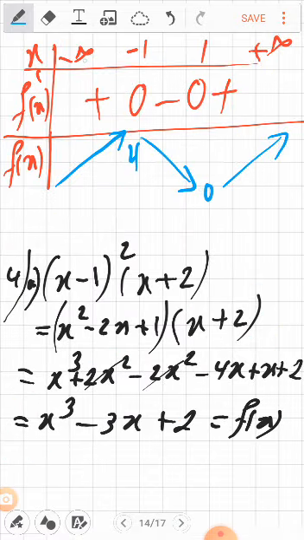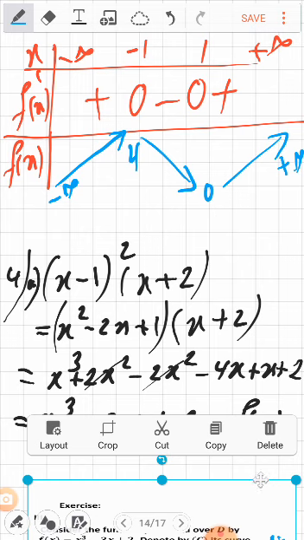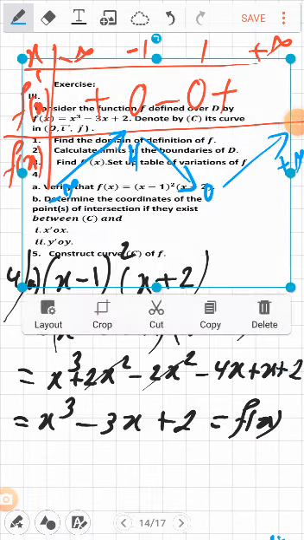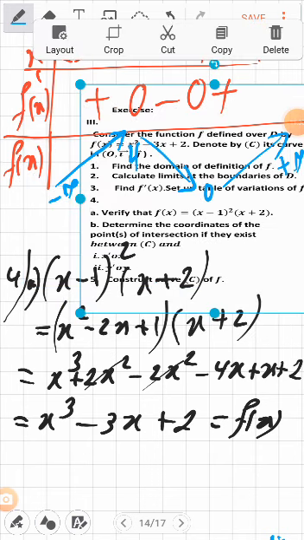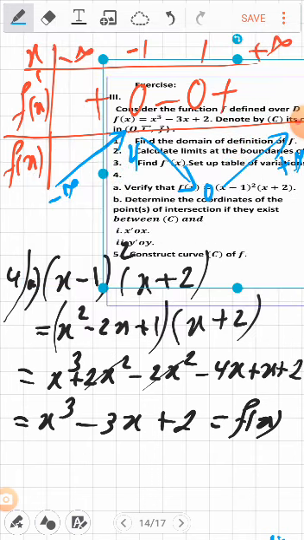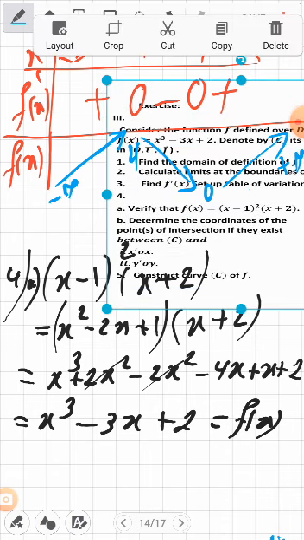Limit as x tends to minus infinity of f of x is minus infinity. Limit as x tends to plus infinity of f of x is plus infinity. The curve is now clear. OK, part 4.